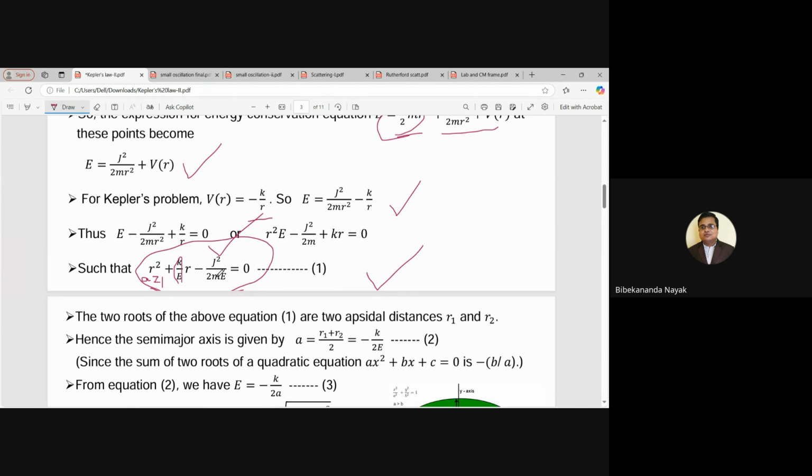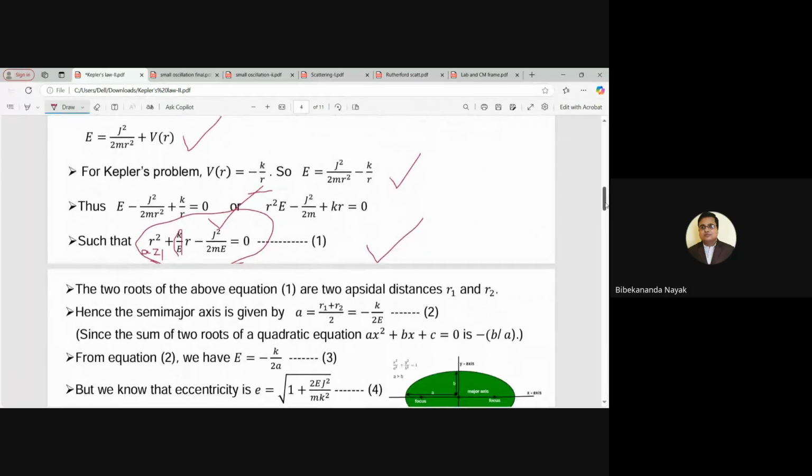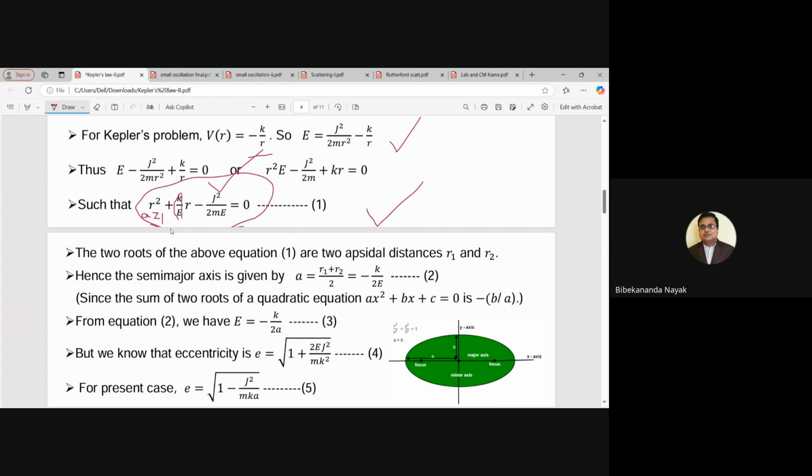For a quadratic equation, what are the roots? a x square plus b x plus c is equal to 0. The roots will be x is equal to minus b plus or minus root over of b square minus 4ac, all by 2a. Okay. So here a is equal to 1, b is equal to k by E, and c is equal to minus j square by 2mE. Okay. We can calculate the roots. If you add these two roots, then what will be the value? Minus b by a. Okay. So if we add these two roots, we get minus b by a.